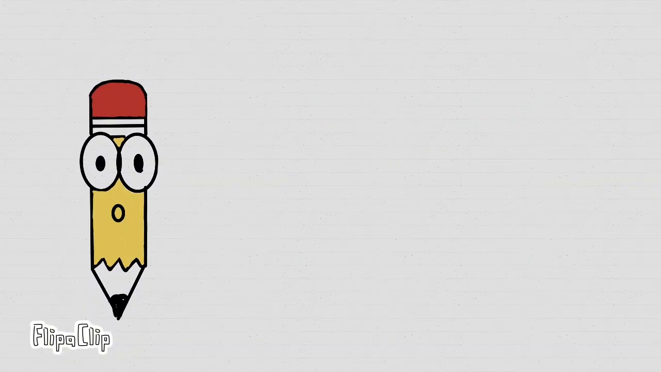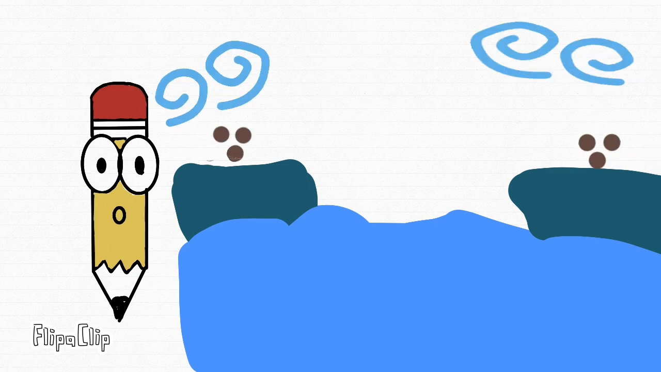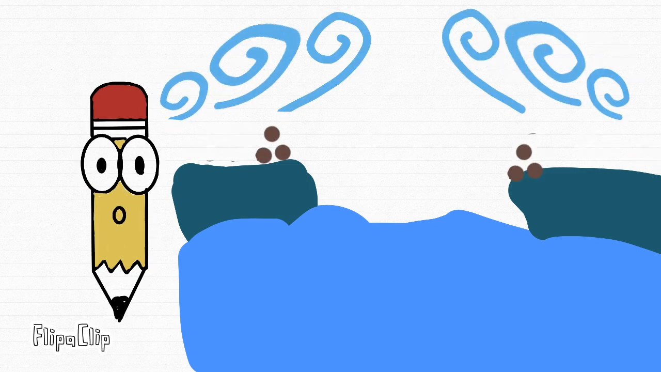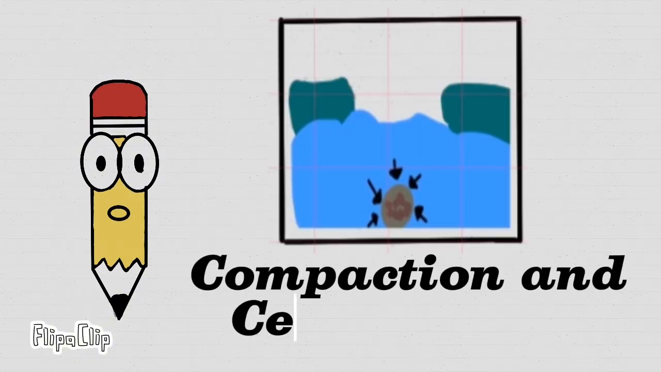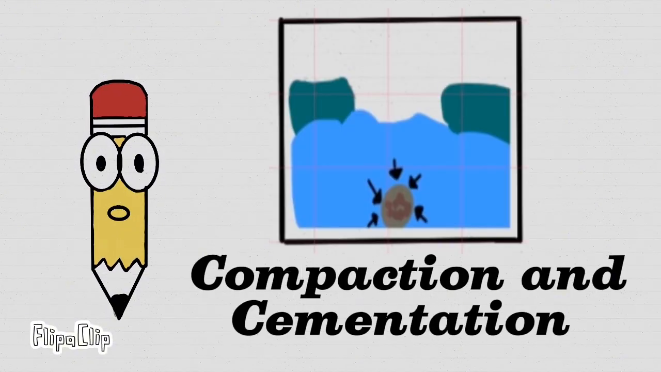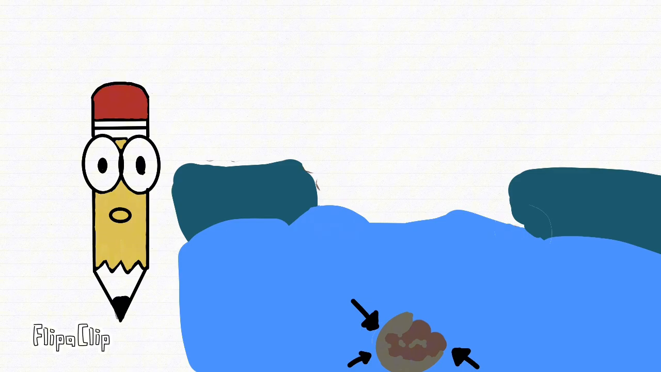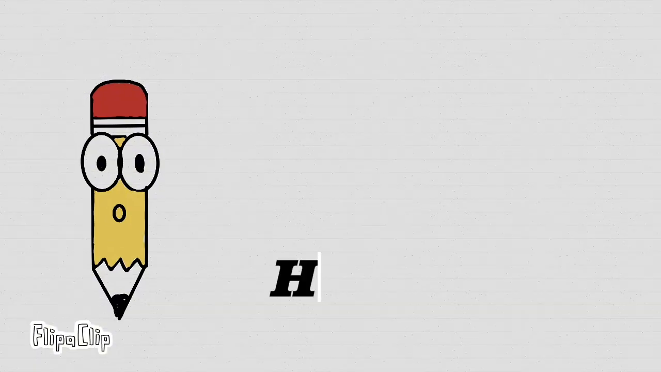Next up is deposition. Deposition is the process by which sediments settle out of water or wind carries it. It is simply the laying down of sediment to its depositional environment or final destination. Let's explore the compaction and cementation. Compaction and cementation is the process in which dissolved minerals and sediment are glued or cemented together.